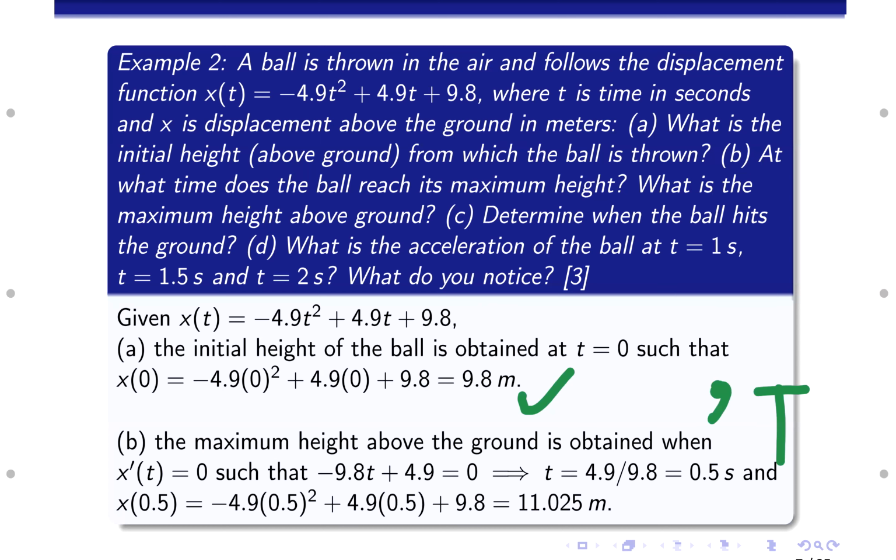So it gets to a height and then it begins to descend. So this is like the maximum height. I want to know the time it takes to get to the maximum height. That's the second question. So the time it takes to get to maximum height is obtained this way.